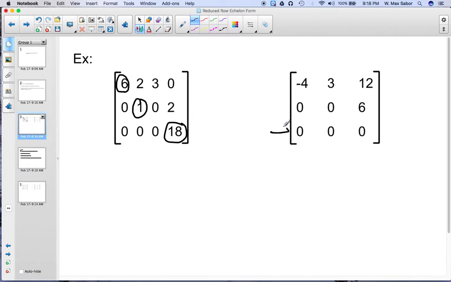Here we do have a 0 row, but because it's at the bottom, that's fine. And any leading coefficients, -4 and 6, -4 is to the left of 6, so that's fine as well.